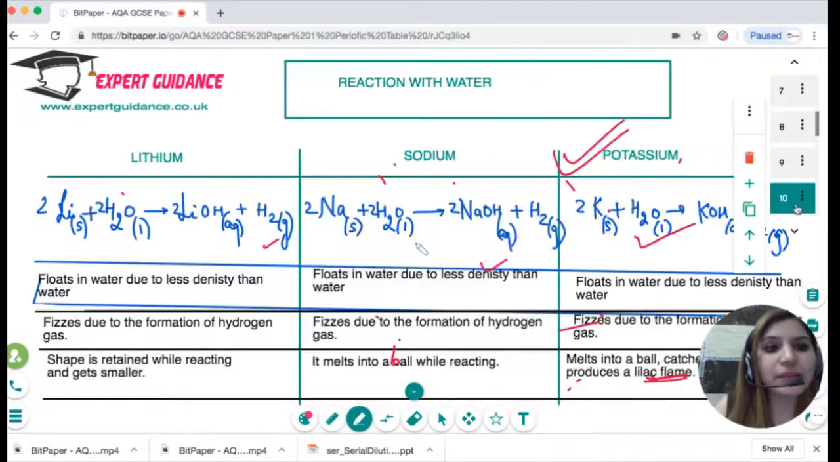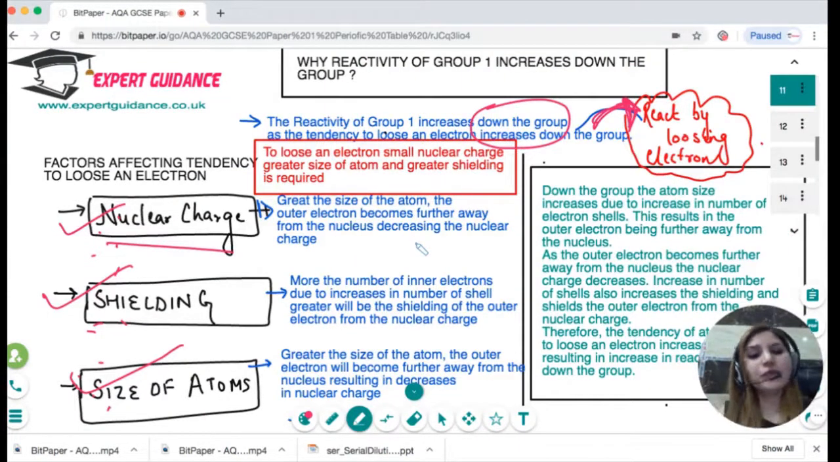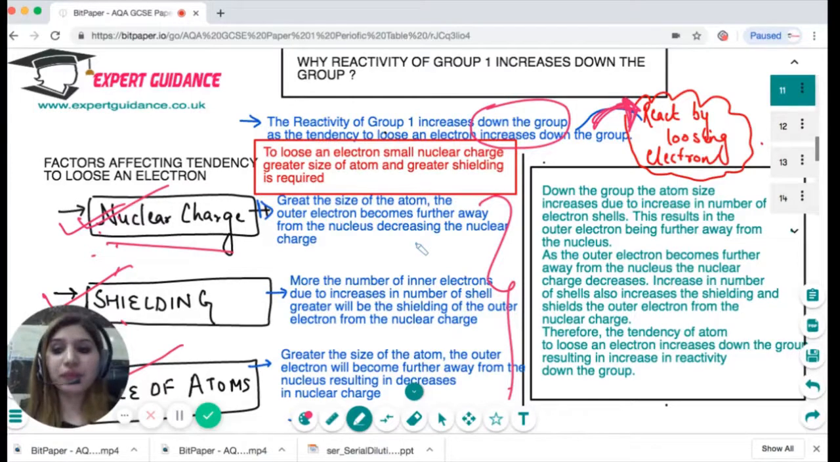As the atom is getting bigger in size, the outer electron is getting further away from the nucleus. So as the outer electron is getting further away from the nucleus, the nuclear charge decreases. The inner electrons are shielding the outer electron from whatever nuclear charge is present, and the bigger size of the atom is also decreasing the nuclear charge. So due to all these factors, down the group, the tendency to lose an electron increases, and alkali metals react by losing an electron. Therefore, the reactivity of group 1 increases down the group. Okay. Now remember, when you get this question, you need to talk about these scientific terms, the nuclear charge, shielding, and size of the atom.